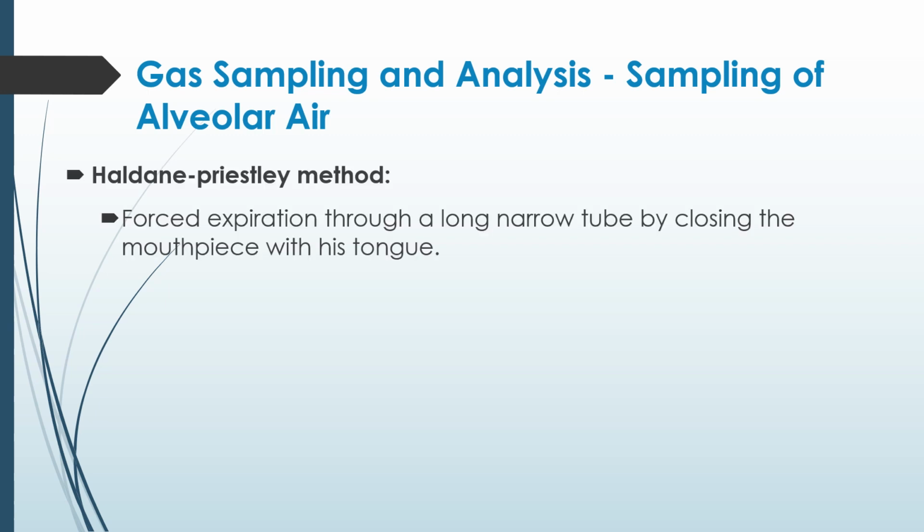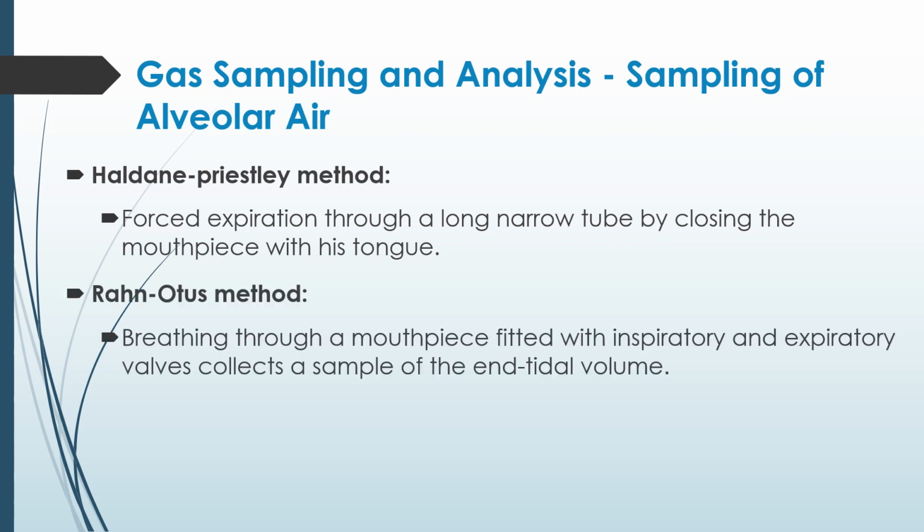There is the Haldane-Priestley method. In this, forced expiration is done through a long narrow tube by closing the mouthpiece with the tongue. The sample of the air contained near the mouthpiece of the tube is withdrawn through a side tube into a sampling tube. The last air to be expelled from the lung is considered as the alveolar air. This is how the sampling of alveolar air is done by the Haldane-Priestley method.